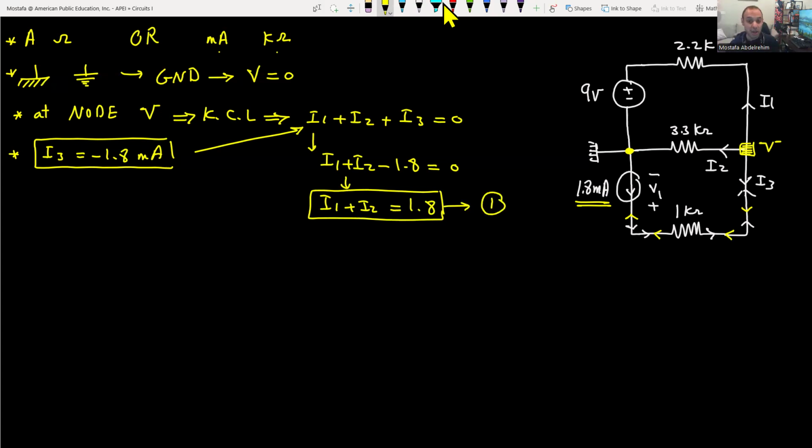Because we have two unknowns, I1 and I2, and we have just one equation so far, we need another equation. That's very good. Let's now look at this loop here.